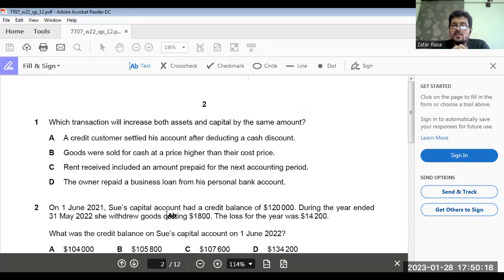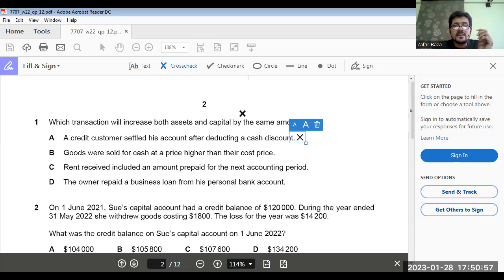In this type of question, you have to keep in mind the fundamental accounting equation, which says assets is equal to liabilities plus capital. Now, a credit customer settles his account after deducting a cash discount. When a customer is paying us, asset is going to be increased. One asset, cash or bank, is going to increase. Account receivable is going to decrease, but we receive less amount as compared to account receivable because of the cash discount. So this could not be the answer.